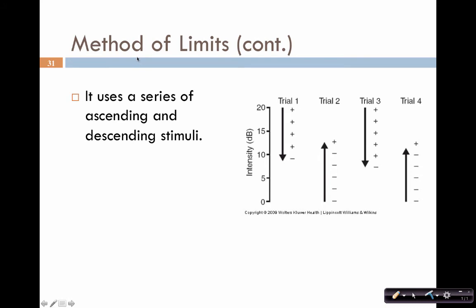All right, so we'll focus initially on method of limits, as it is the methodology that's used in basic clinical audiometry. Method of limits uses a series of ascending, and ascending means amplitude is increased, or descending, which means amplitude is less. We have less amplitude across trials. This is a figure showing here's a descending series, this is an ascending series, here's a descending series, here's an ascending series.